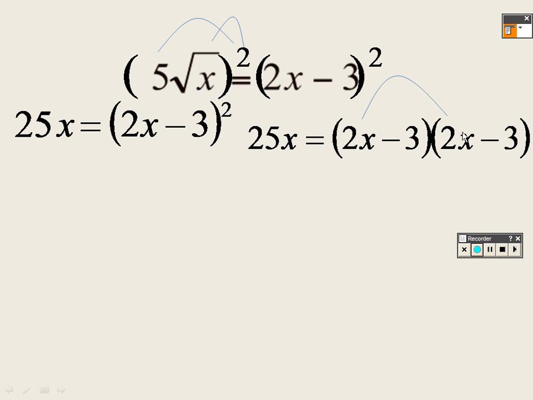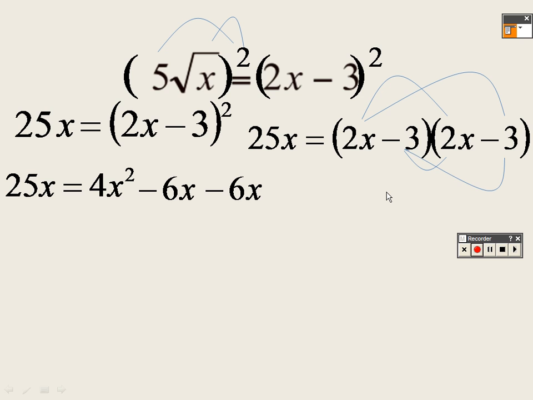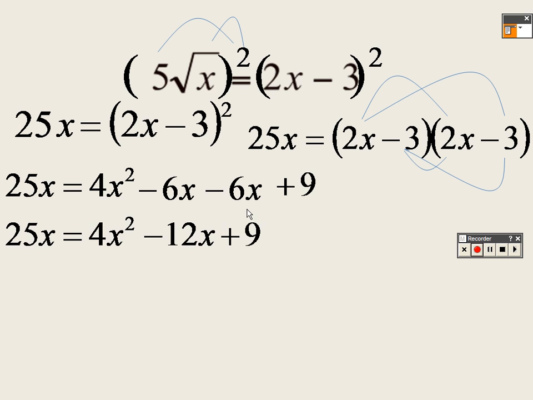So 2x times 2x is 4x squared. 2x times negative 3 is negative 6x. Negative 3 times 2x is negative 6x. Negative 3 times negative 3 is positive 9. So negative 6 and negative 6 is negative 12x's.